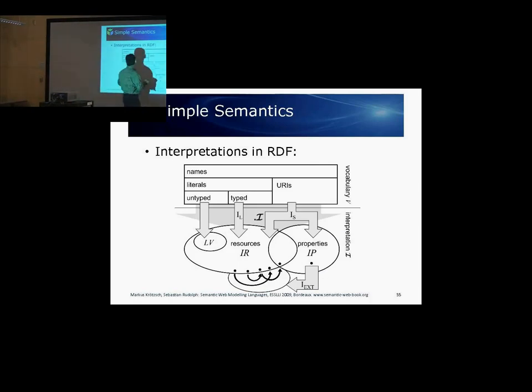Now, over here, it's broken down into two different chunks. One is the vocabulary, and the second thing is the interpretation of that particular vocabulary. In the vocabulary, there are things such as the names, the literals, then there are untyped and typed, and then there is a set of URIs which are involved over here. Over here, it maps down to specific things, like the untyped and the typed, they map to the resources. The URIs can, again, go to the resources, or they can even go to the properties. However, the things which are just the literals, they have to map only to the literals.